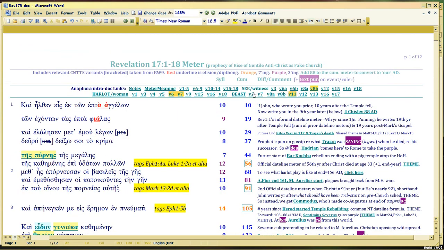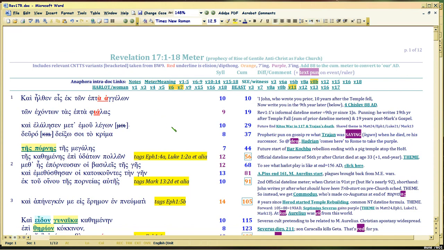Okay, we got 9 and 9. But we got 10 for the woman. What does that matter? I don't know. What I do know is that now you found the center for each pattern of repetition.